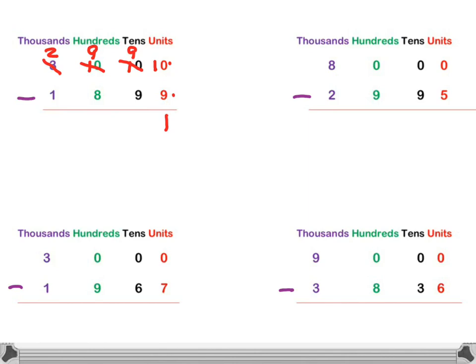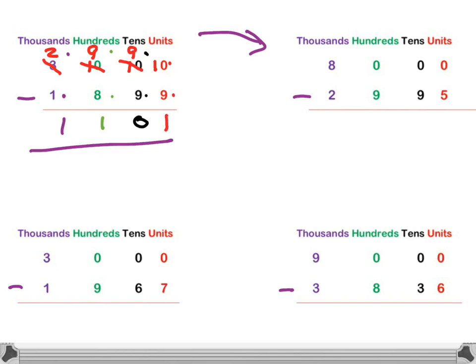Okay, next column. 9 minus 9 is 0. Next column. 9 minus 8 is 1. Next column. 2 minus 1 is 1. There's your answer. Hope you got that one. Okay, let's solve that one next.